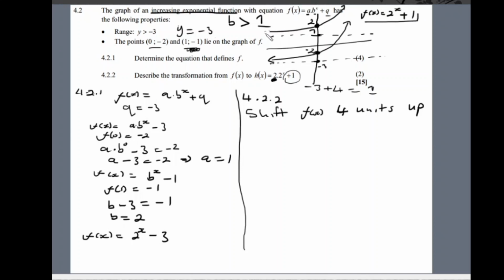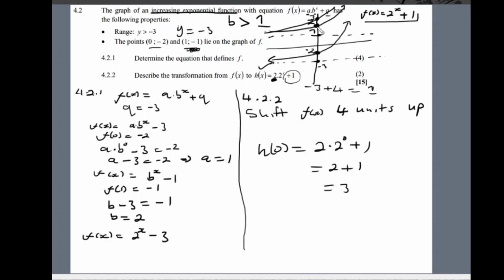So now the graph will shift, and then the y-intercept will move from 2 to 3. It's a shift of 1 unit to the left, right? It's a shift of 1 unit to the left. When I say h of 0, I'll have 2 times 2 to the power 0 plus 1, which is 2 plus 1, which is 3, meaning the y-intercept has to be 3 for this function, right?